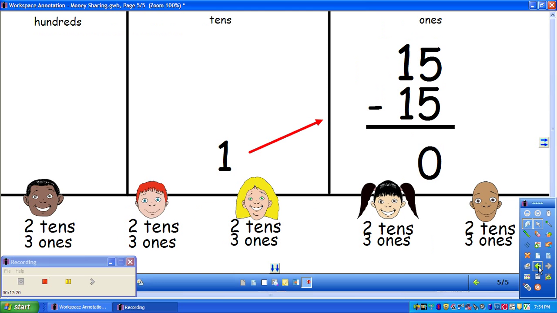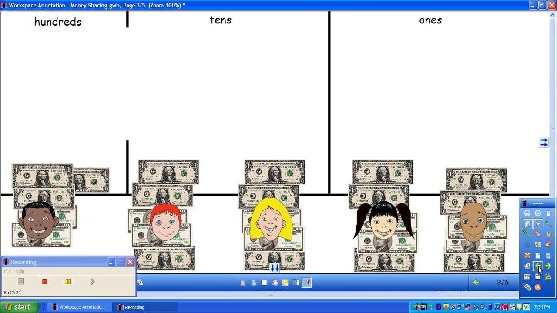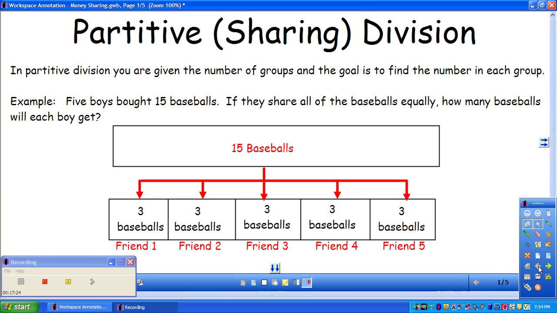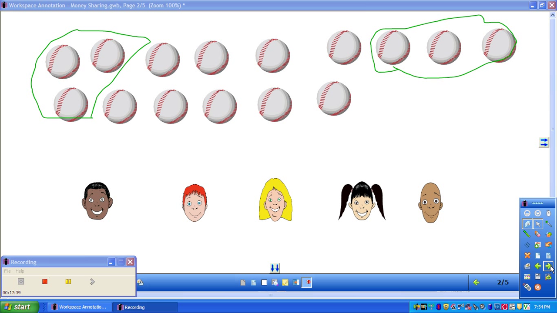When we go back, we should always develop stages of sharing among children. We start with developing what partitive division is. You need to know, it gives you the number of groups. And the goal is you're looking for how much is in each group. That's very important. Now we look at the slide with the baseballs. This is how students learn to share, 1 baseball at a time, and then they begin grouping.